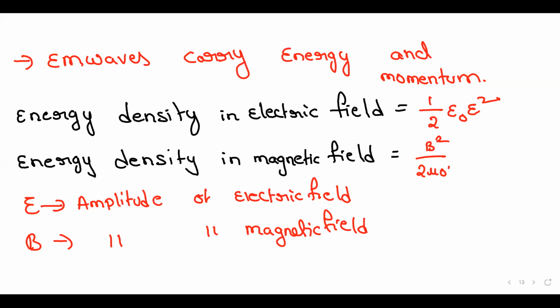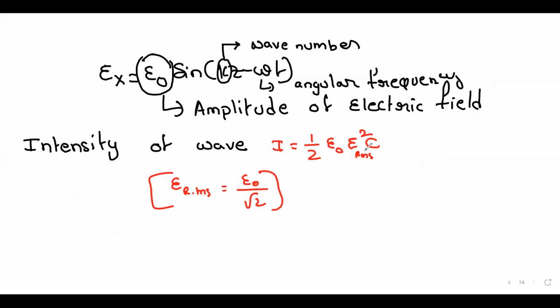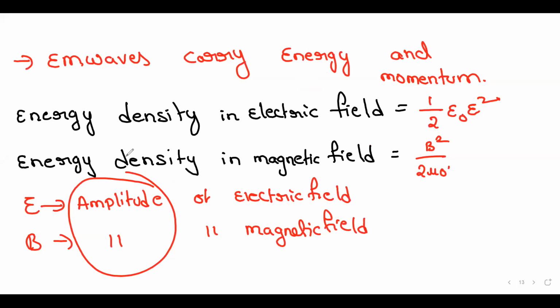So, guys, I'm not clear whether this E and B value is RMS or amplitude. Just please don't write it. Tomorrow I'll clarify whether it's amplitude or RMS. But this is the intensity of the wave here. This is E RMS. Clear? So what I'm saying is, please don't note it down. I'm not sure whether this is amplitude or RMS. Tomorrow I will clarify it.